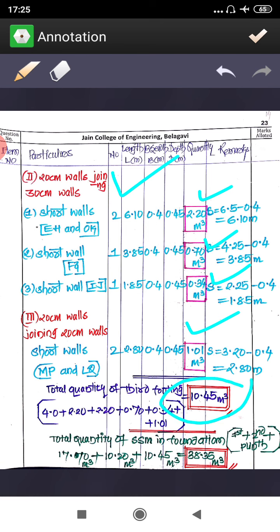Now if you take the total sum of SSM in foundation, the net quantity of SSM in foundation is 17.10, 10.20, 10.45, altogether it is 38.35. Here I have shown that 38.35 is the SSM in foundation.